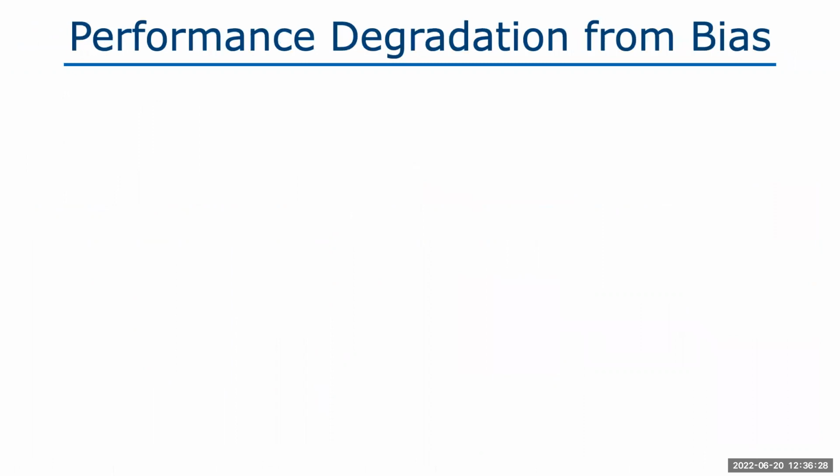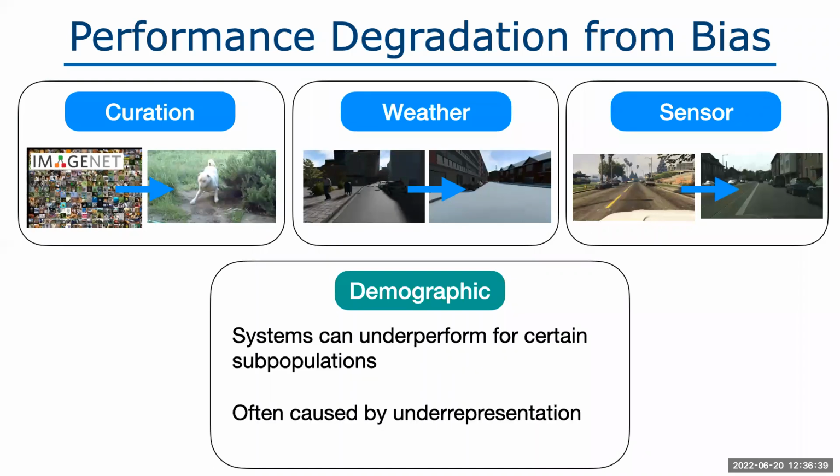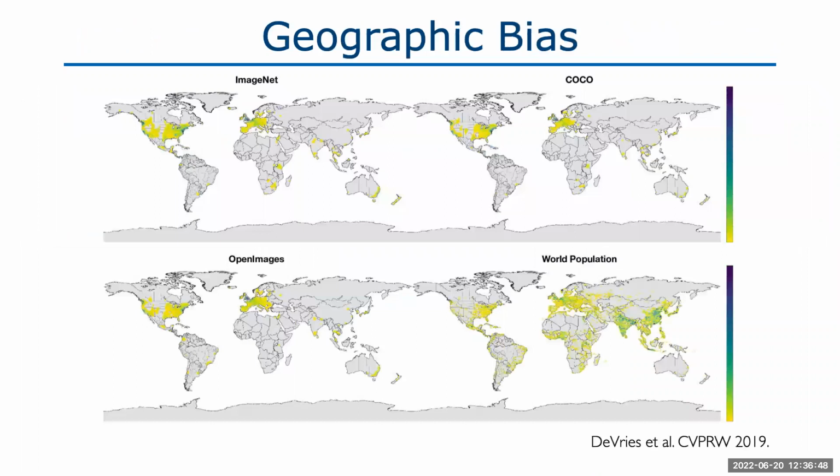So far, we've been talking about performance degradation from bias in the form of curation and weather and sensors, but a less studied bias is one with changing demographics, when systems underperform on underrepresented subpopulations. So prior work by DeVries et al. has shown that many modern computer vision datasets significantly overrepresent the developed world. For example, for ImageNet, most of these images were collected primarily from North America and Western Europe. And that clearly is in stark contrast to the distribution of world population shown here in the bottom right.